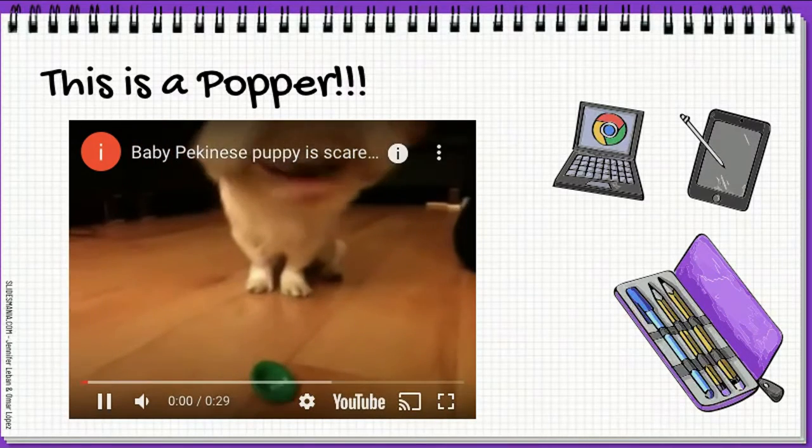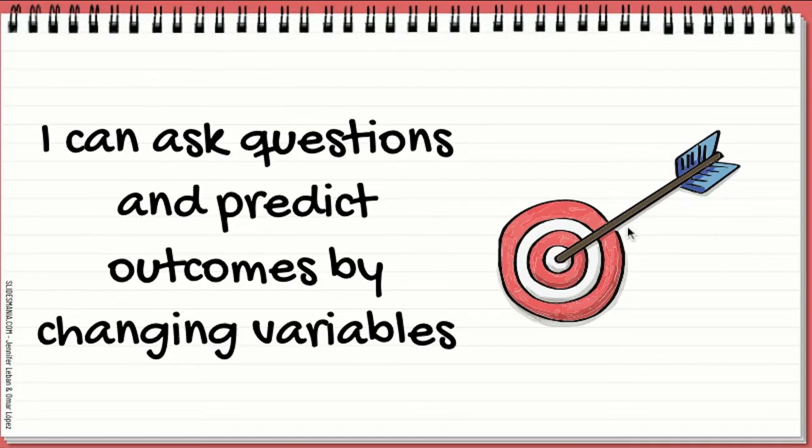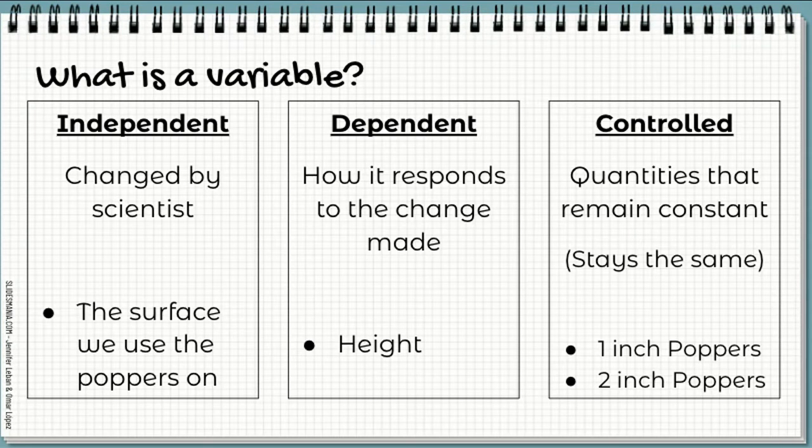We also learned what variables are. We found out we have three types of variables. They're the independent, dependent, and controlled variables. Our independent variable is changed by a scientist, and when we are using our poppers, this was the surface that we are putting our poppers on, whether that be the hard floor, the carpet, maybe a book or something. Those are being changed by us as scientists, and those are going to continuously change.